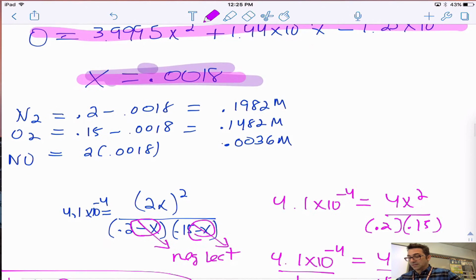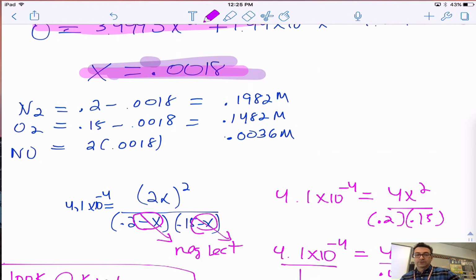And what I showed you in class was that the K value is very small, 4.1 times 10 to the negative fourth. And because of this, the x value, and we can see that in our result, look at how tiny x is here that I'm underlining. x is really, really small compared to the initial values. So we can neglect x. And when we do that, we get this simplified version of the equation that I just drew an arrow pointing to in pink. And we have, instead of 0.2 minus x, we just have 0.2. Instead of 0.15 minus x, we just have 0.15.